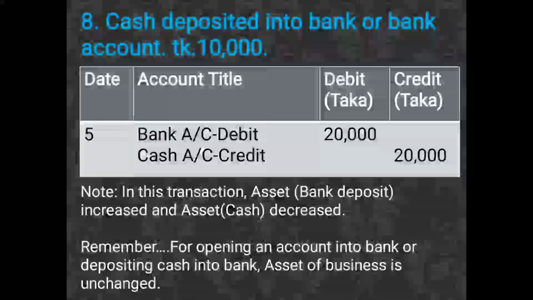Note, in this transaction, asset that is bank deposit increased and asset that is cash decreased. Remember, for opening an account in a bank or depositing cash into bank, the total asset of business is unchanged.